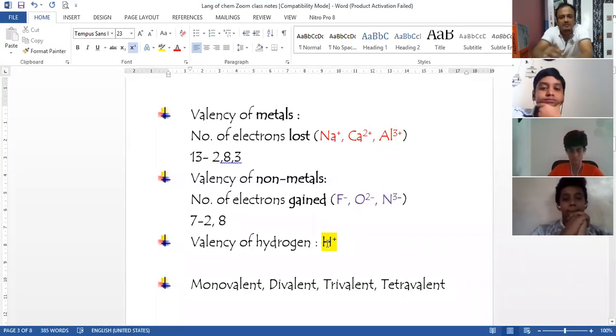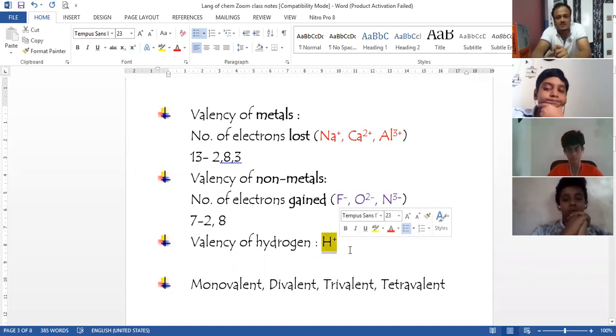So you all know that the minus sign stands for the accepting part of the electron, and the number stands for the number of electrons the particular atom has gained. Okay, so valency of hydrogen is 1 plus. So hydrogen is represented as H plus.